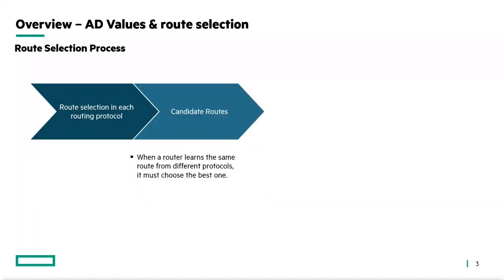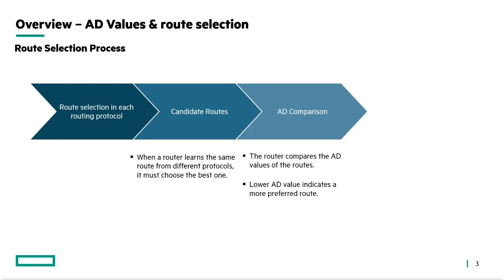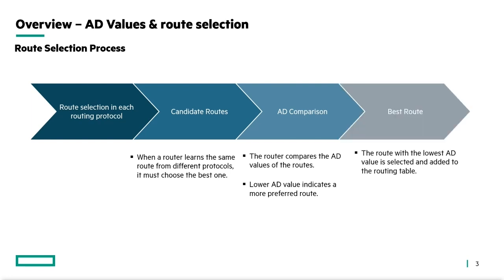The next step is the candidate routes. When it learns the same route from different protocols, it must choose the best one. So how is this done? That is when AD value comparison comes into the picture. The router compares the AD values of the routes, and a lower administrative distance value indicates a more preferred route. Finally, the best route with the lowest AD value is chosen and added to the routing table.